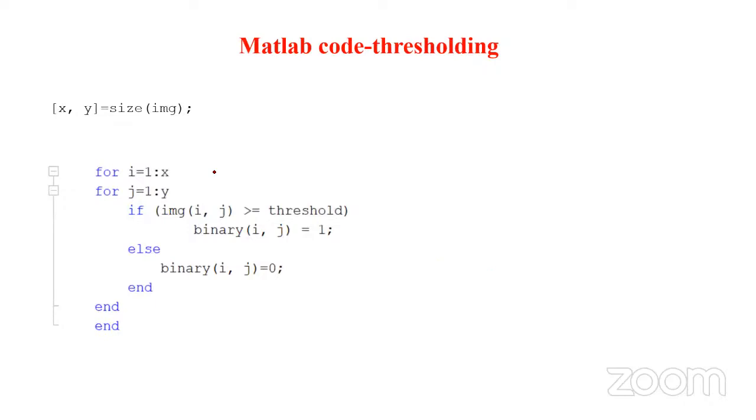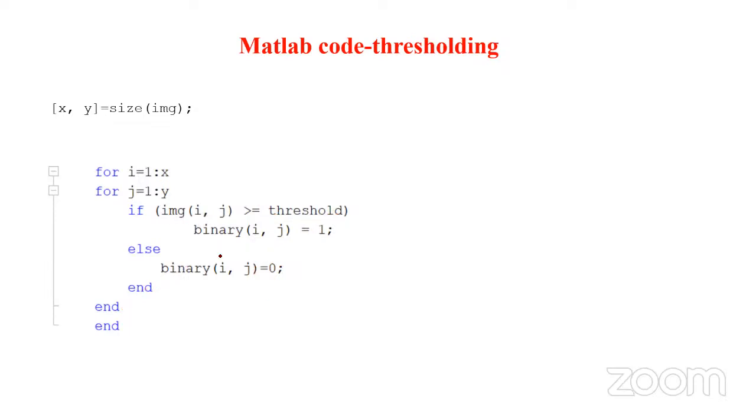If we take the Matlab code, it is very simple. We have to use a nested for loop: one for loop for rows, one for loop for columns, because an image is nothing but a combination of rows and columns. Whenever the pixel value is greater than or equal to the threshold value, make it 1. Otherwise, make it 0. End of the if statement, end of the inner for loop, end of the outer for loop. The Matlab code is very simple, we just have to use a for loop.